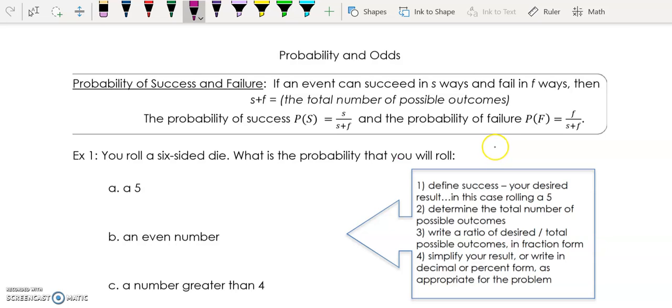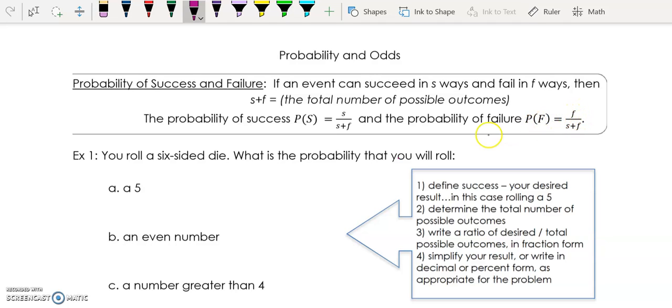Let's talk about probability and odds. The probability that an event will occur is the total number of favorable outcomes over the total number of possible outcomes. We can also define the probability of failure in the reverse.